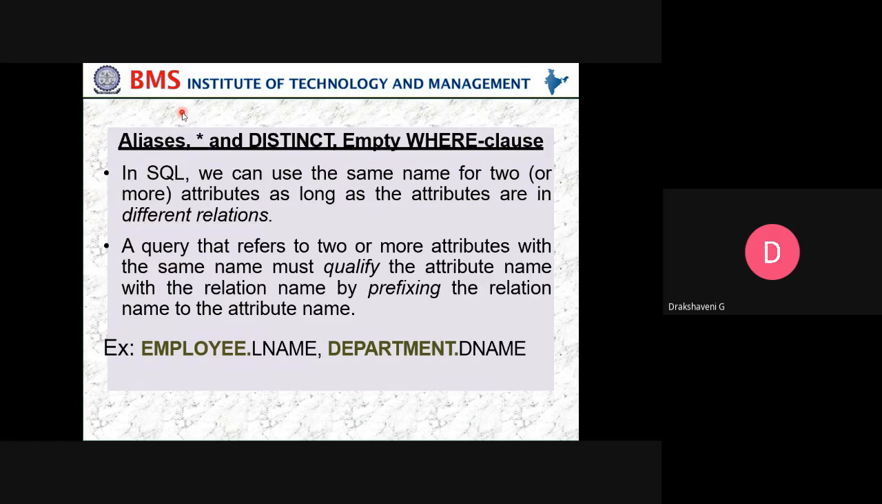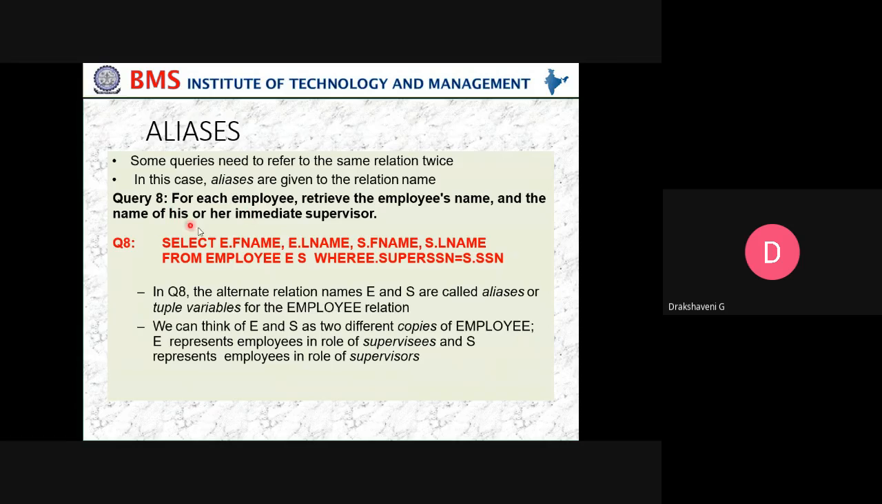So in the same way here, an alias is another name given to the table, that is employee.last name and department.D name. So let us see: for each employee, retrieve the employee's name and the name of his or her immediate supervisor. Select employee first name, employee last name, supervisor's first name, supervisor's last name from employee E and S, where E.super SSN equals S.super SSN.